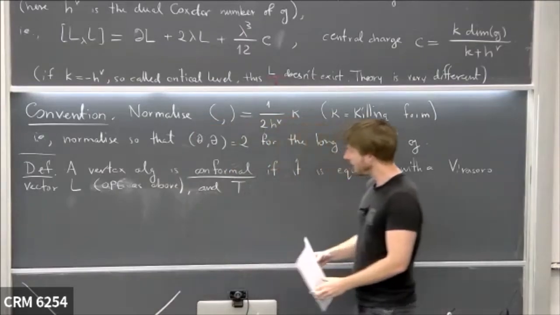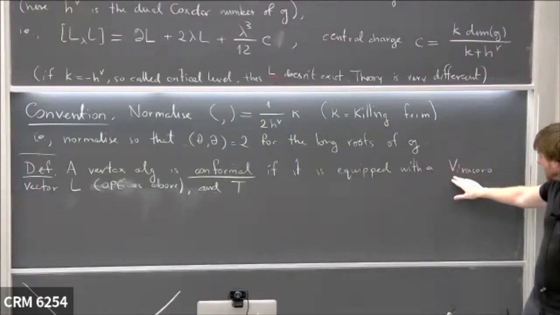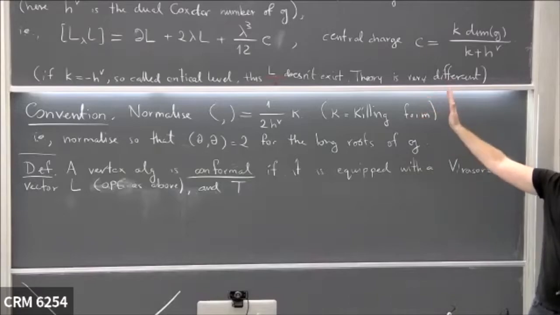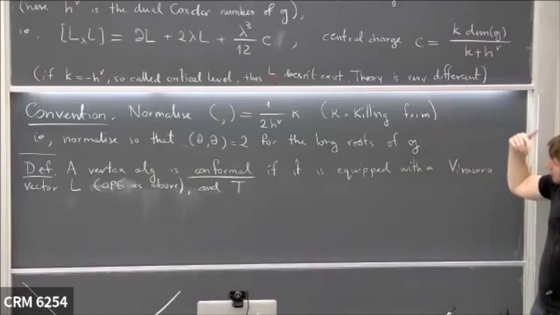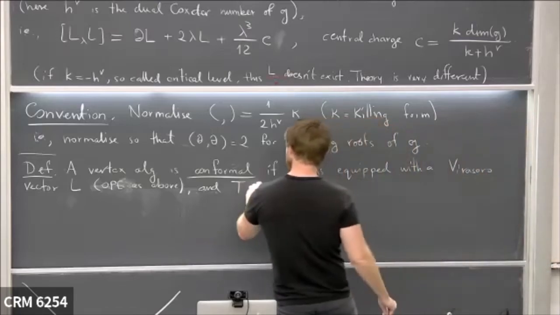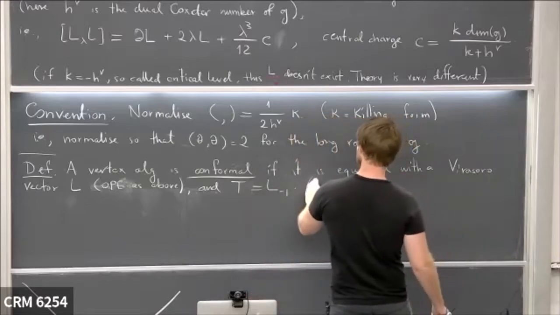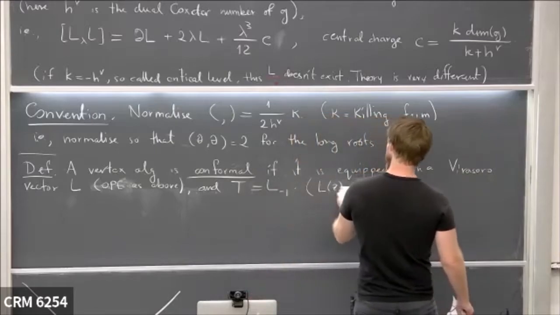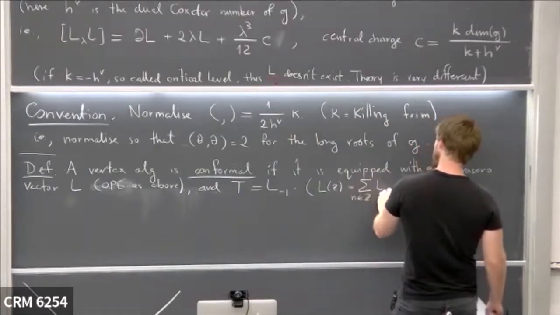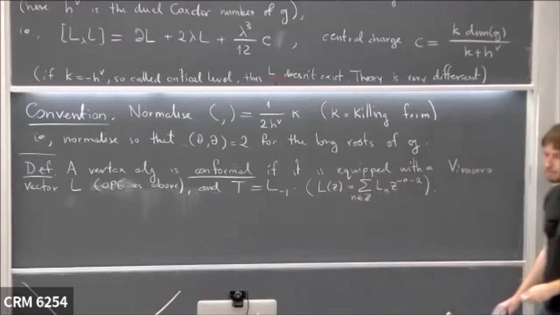The property of being conformal is that it has this Virasoro vector, which is just a vector satisfying this kind of OPE for some central charge, with some compatibility with the vertex algebra structure, which is just going to be that T has to be given by L_{-1}. Remember that L(z) is written like this, sum of L_n z^{-n-2}, okay?